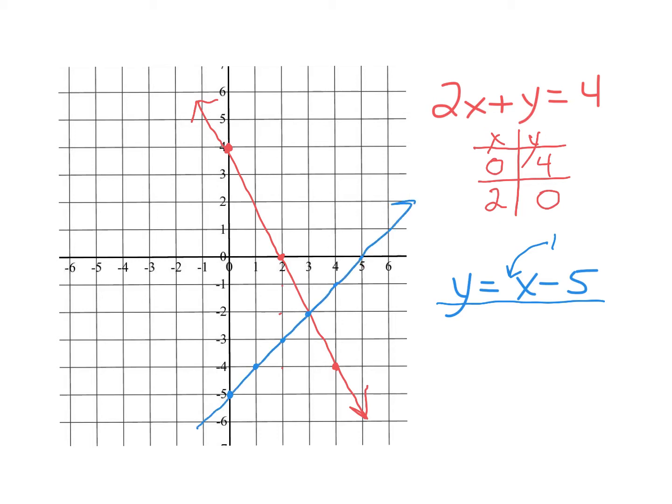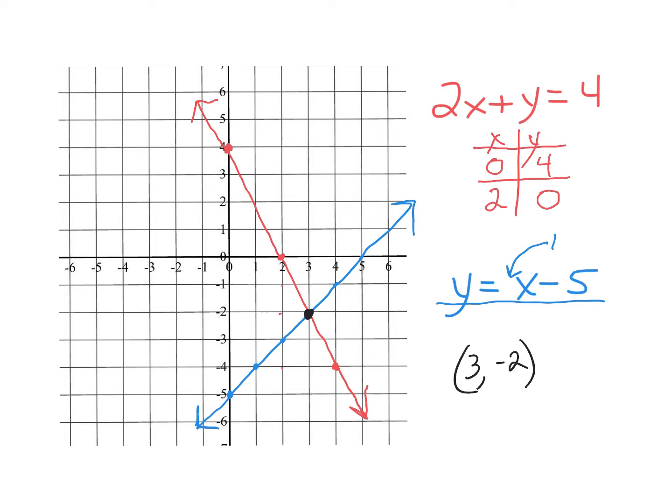I'm going to draw my line. Remember what I'm looking for is, is there a point that satisfies both equations? In other words, what is the intersection point, if any, of these two lines? And it looks like the point (3, -2) is an intersection point for both of those lines. I want to check and make sure that it works for both of those. I did not make an error as I was graphing.